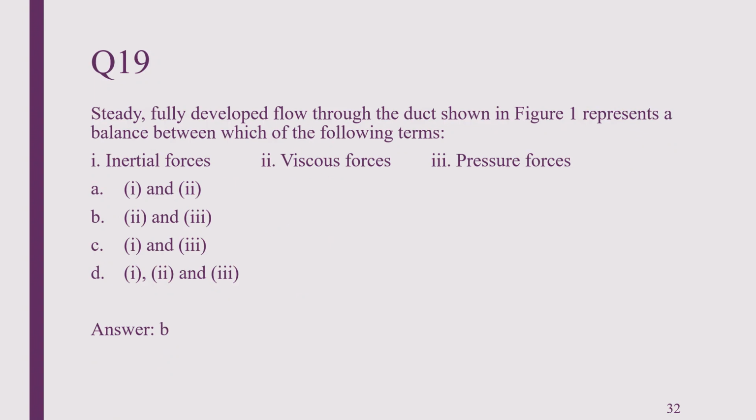So in question 19, the problem is: steady fully developed flow through a rectangular duct shown in figure 1 represents a balance between which of the following forces. So option 1 is inertial force.